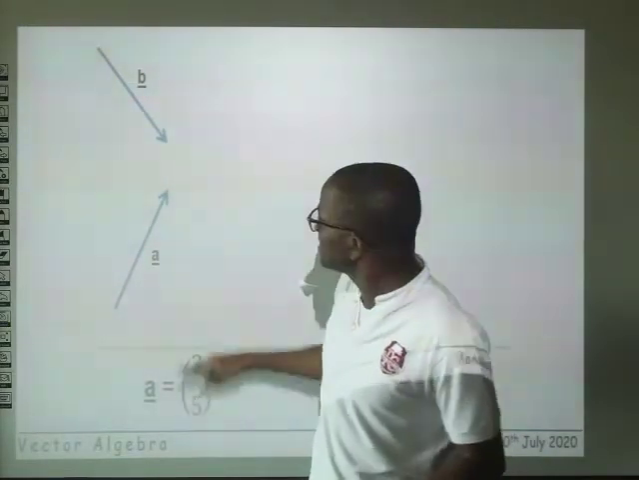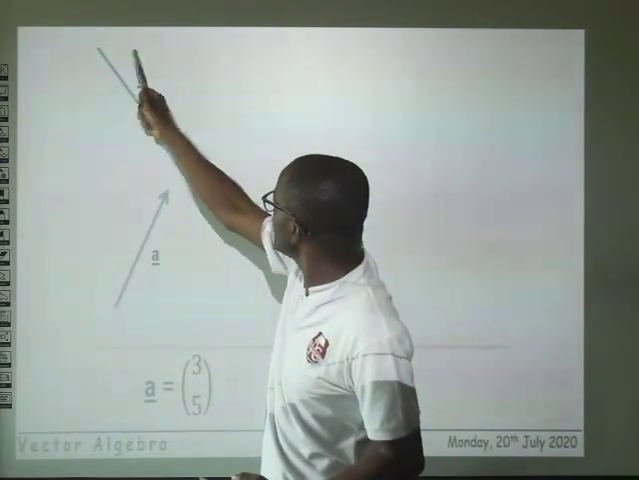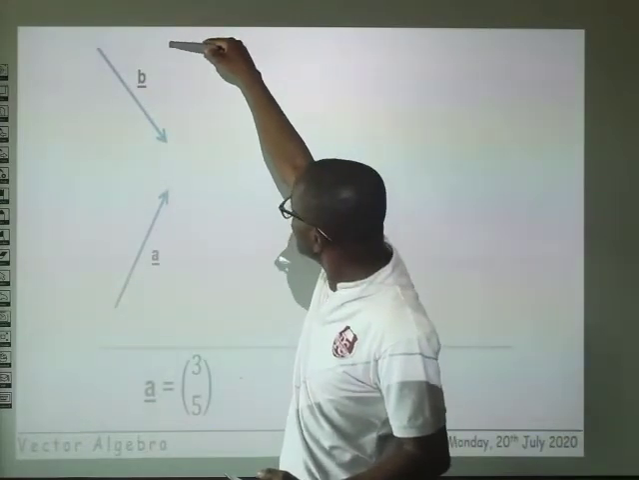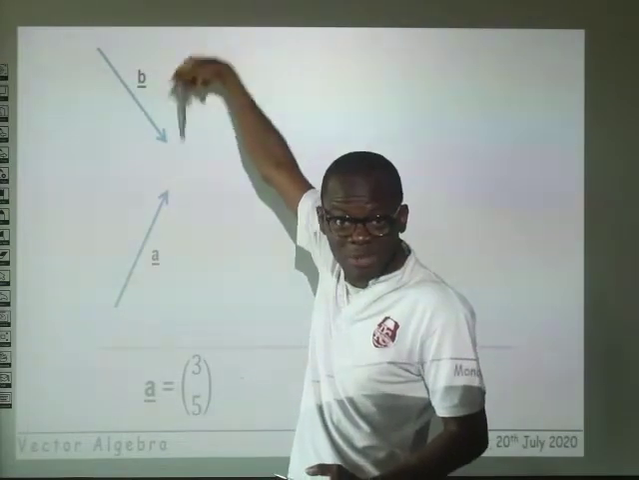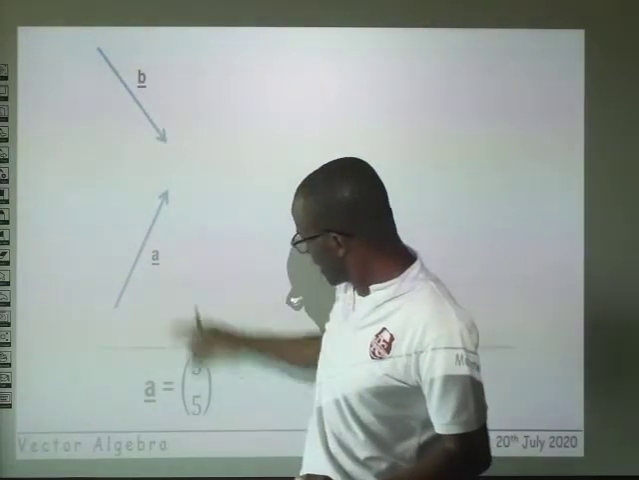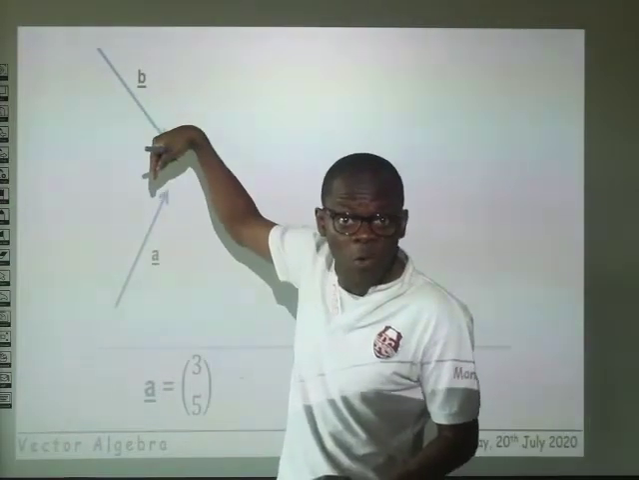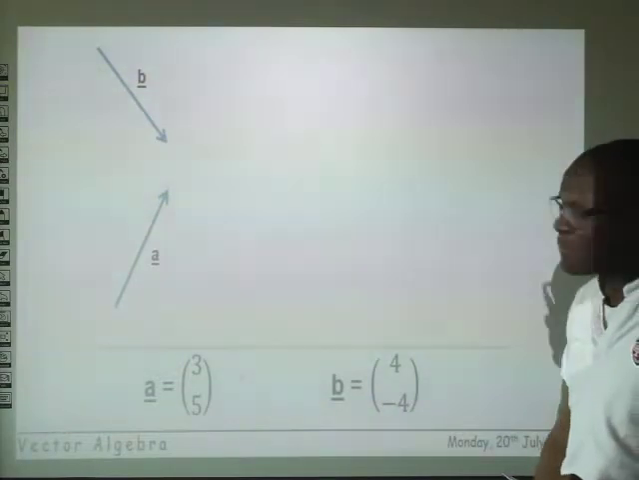You guess. Let's see. B starts from there. So you have to go 1, 2, 3, 4 along the x-axis, which is positive, and then 1, 2, 3, 4 down. So it's going to be minus 4. So for B in component form, it's going to be 4, minus 4. Exactly. Okay. So B is 4, minus 4.